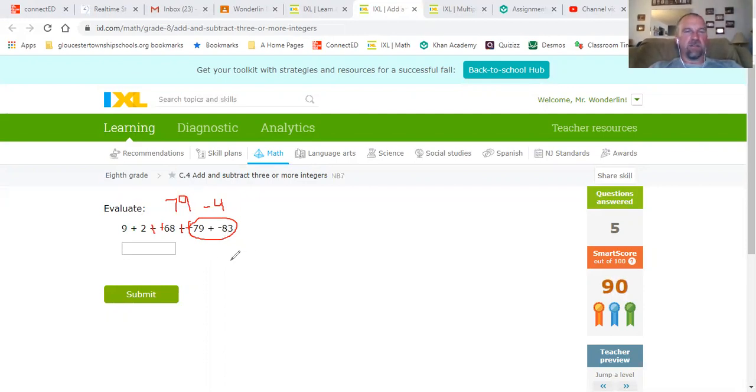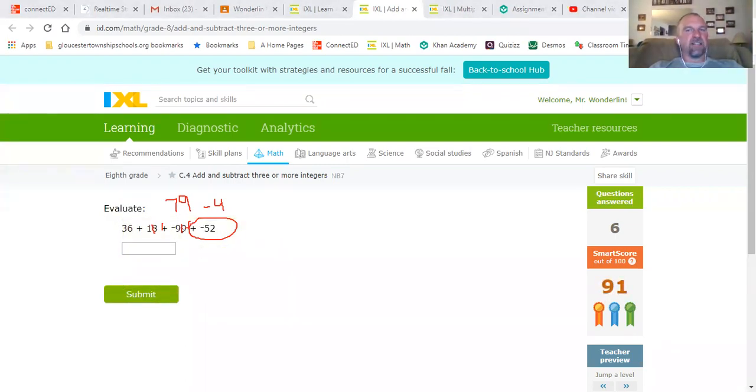You know those properties? So I had 79 total positive and a negative 4, which means that my final answer is just 79 minus 4, 75. Sorry for the typo. 75. And here's my final answer.